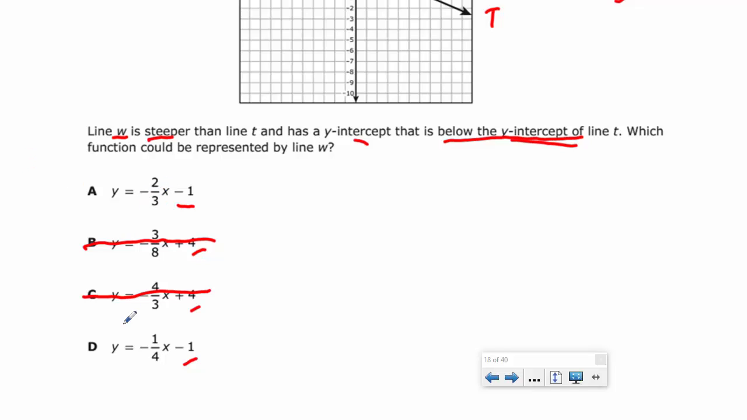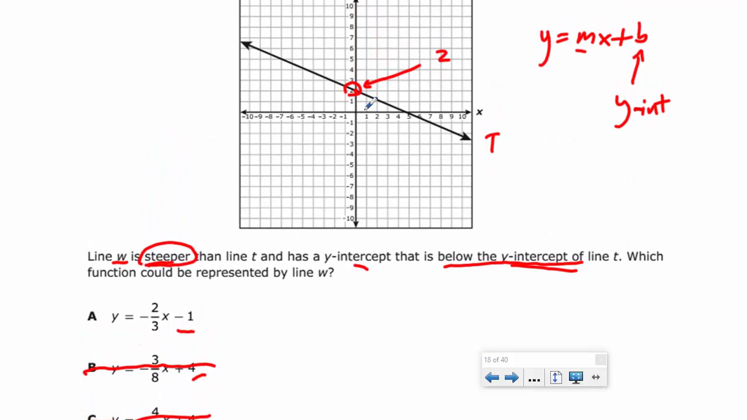The only thing different between these two equations here is the slope. You have this slope and this slope. And what they've told me is that line W is steeper than line T. Let's actually figure out the slope of line T. This is going to be a little tricky, but I'm pretty sure we can manage it just by eyeballing it. If I say the x-intercept here is (5, 0), then I'm going to go from here to here. So I'm going to go down 2 and over 5.